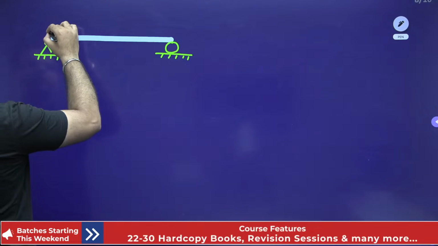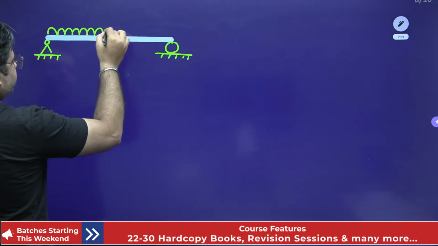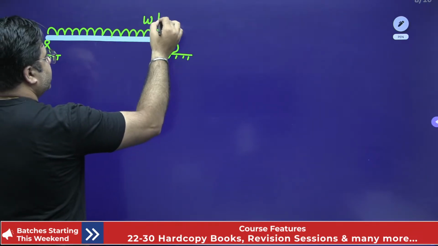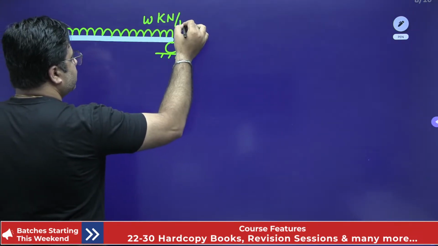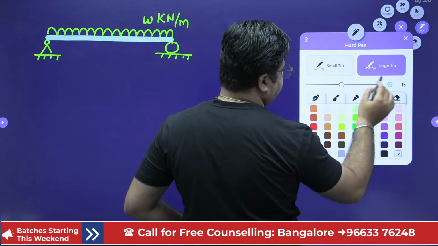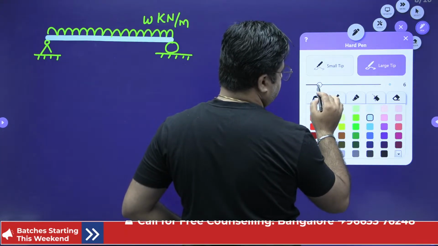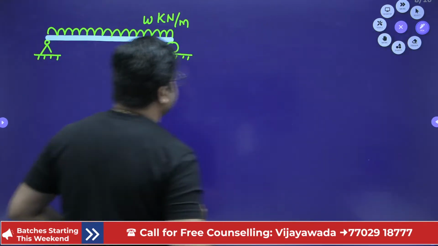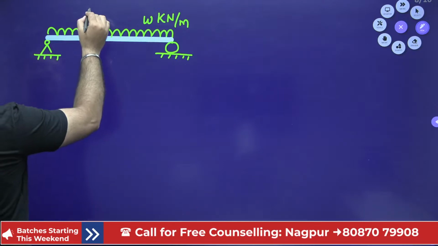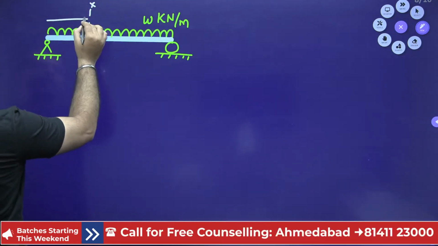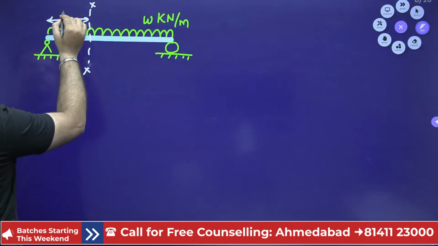So this is the UDL which is acting over the beam. This is W kilonewton per meter. Now consider any section XX from the left support. This is section XX from the left support and this is at some distance X.